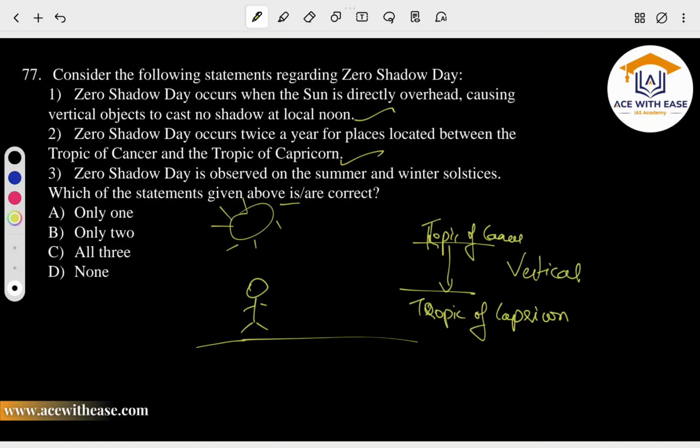Third statement, zero shadow day is observed on the summer and winter solstice. Wrong statement. Because in the summer and winter solstice, the vertical sun rays fall on the Tropic of Cancer or the Tropic of Capricorn. That is where we find the slant rays, so we do find shadows during the winter solstice and summer solstice period. So which of the following is correct? We have only two. Option B is the correct.